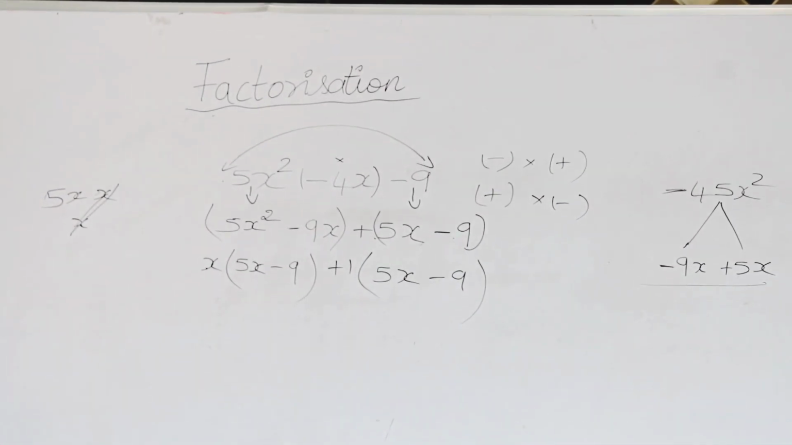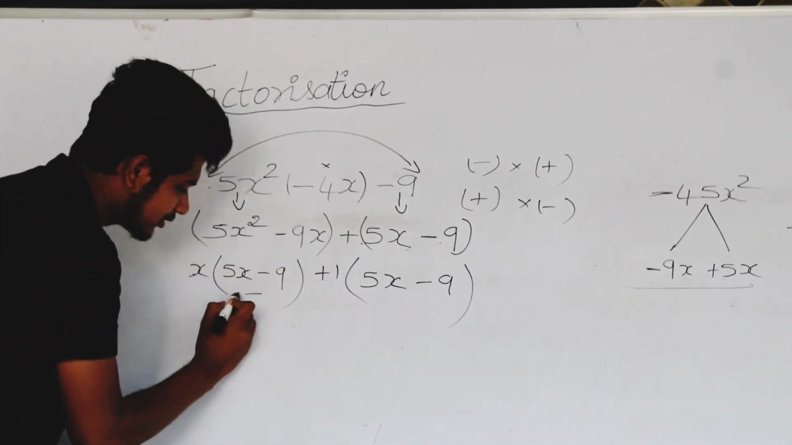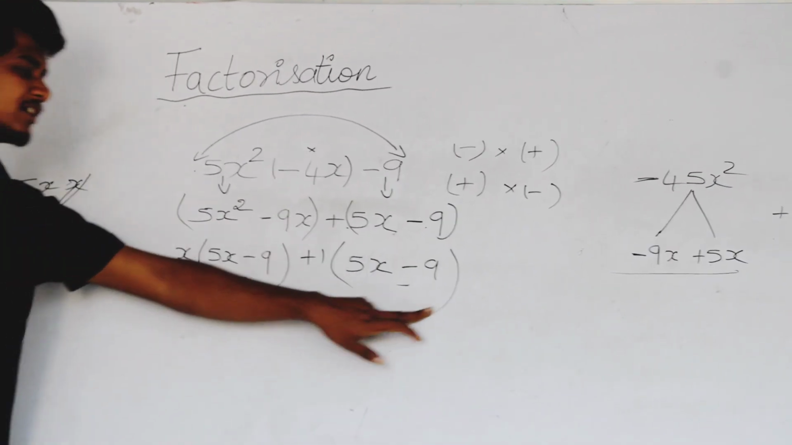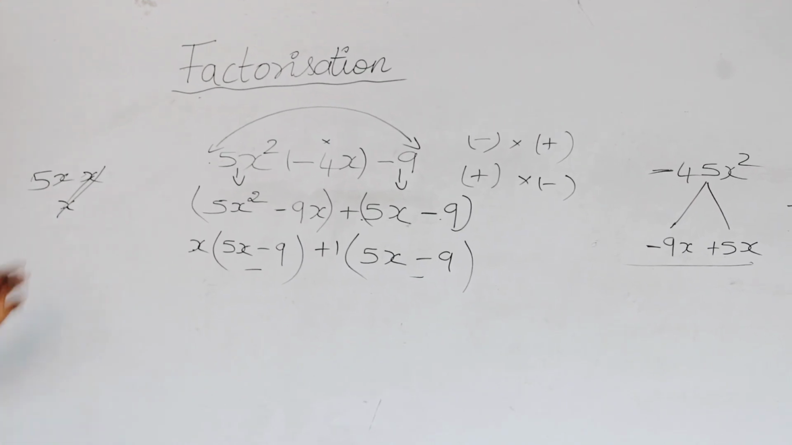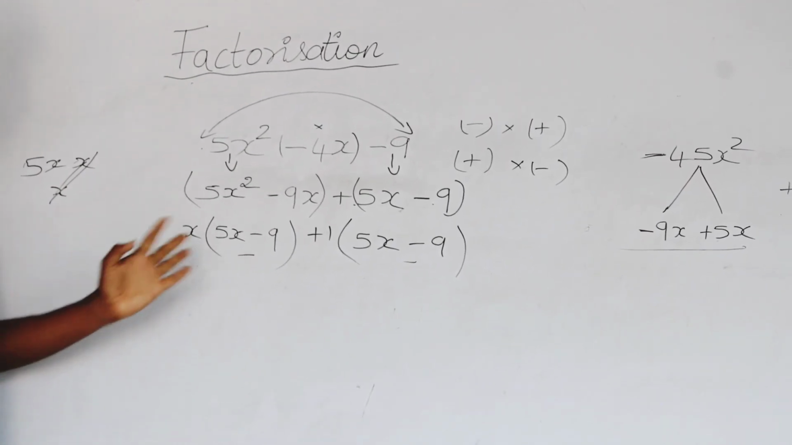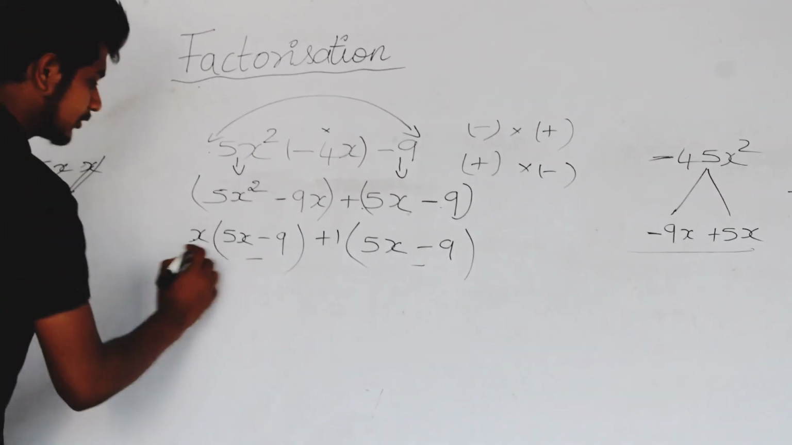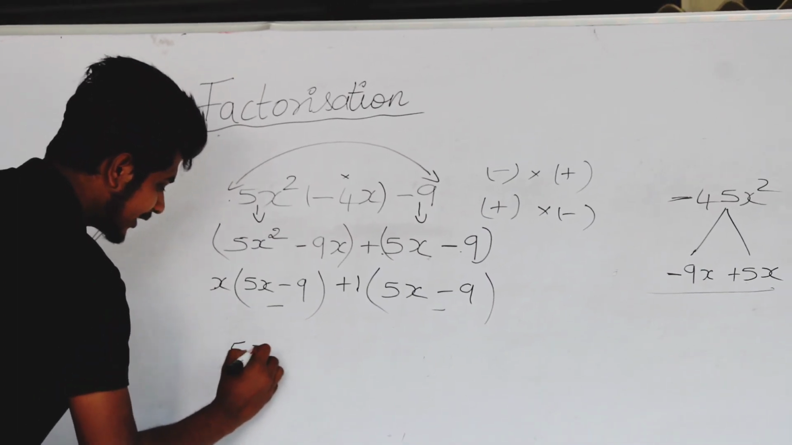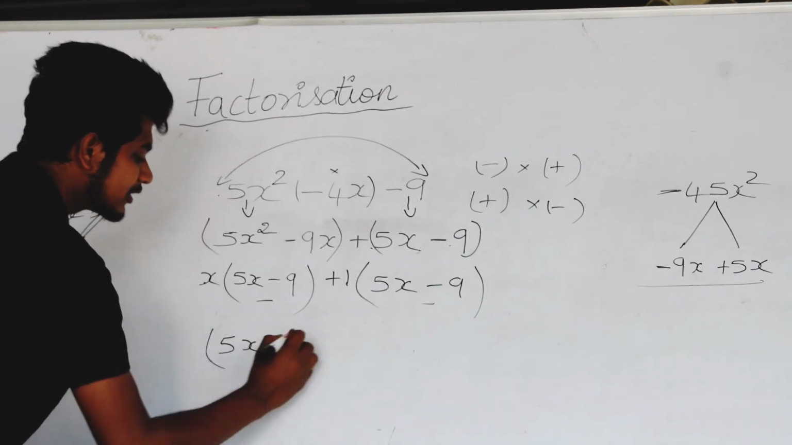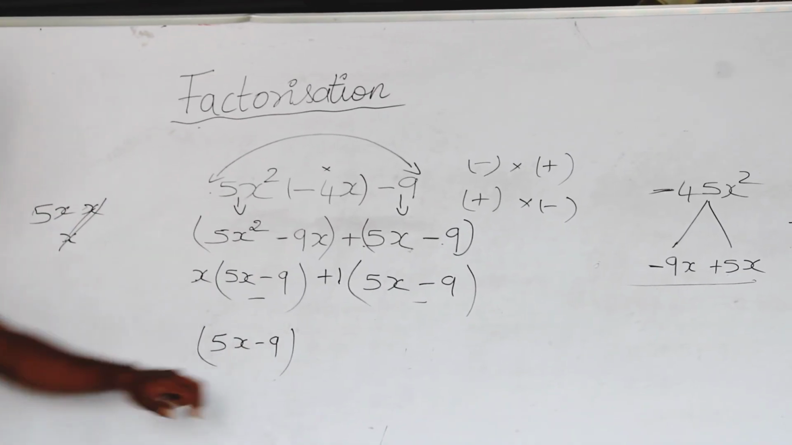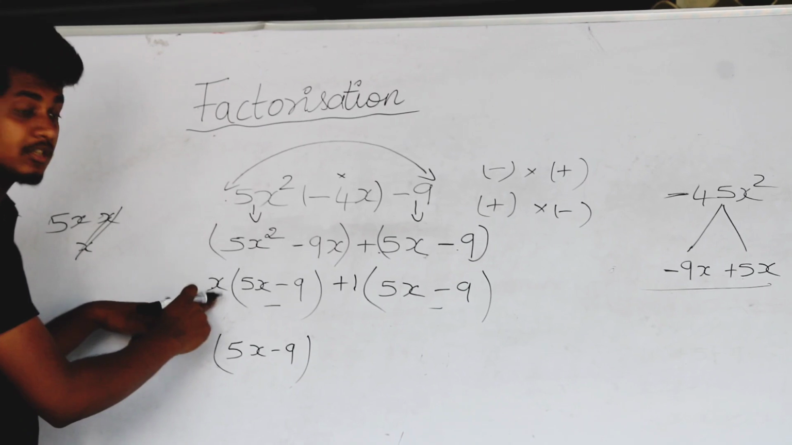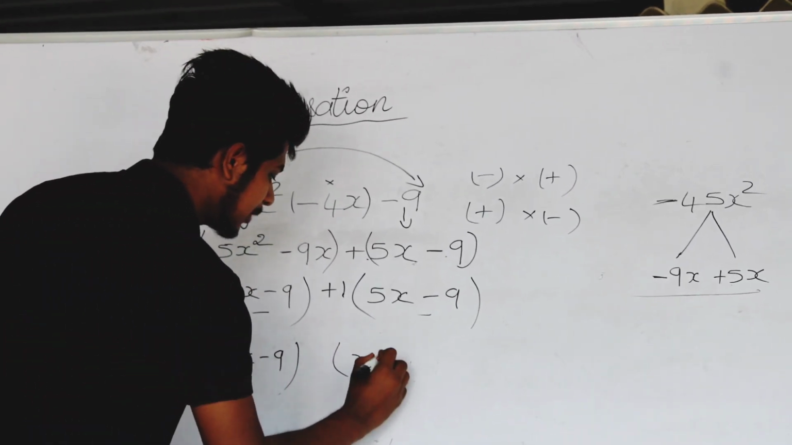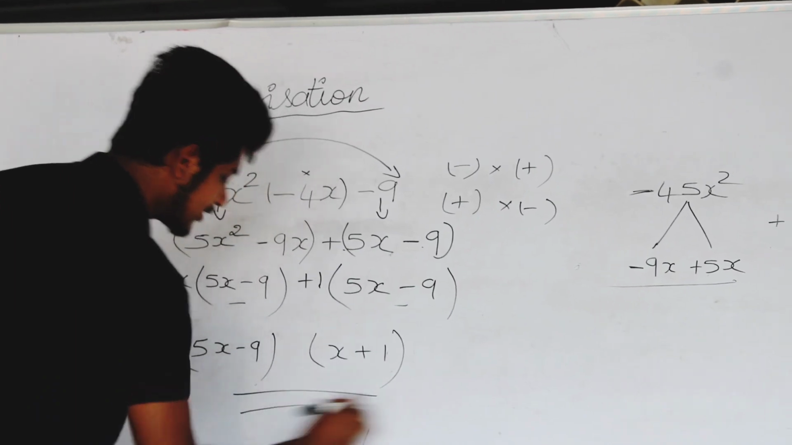Just observe one thing in this question. Both the brackets will get the same answer. Okay. If you get both the brackets the same, then your sum is correct. If you are getting different signs or different numbers, then it is going to be wrong. So let us take this bracket, 5x minus 9, because it is a common one, we will write it only once, and one more factor which is remaining outside the bracket, that is x plus 1. So this is the answer.